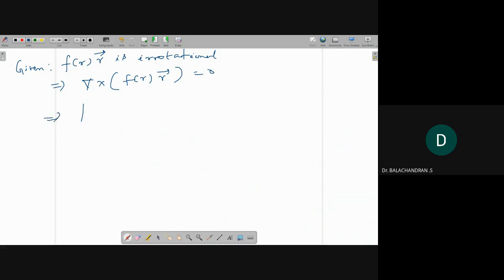So this implies I vector, j vector, k vector, dou by dou x, dou by dou y, dou by dou z. Okay, the third row. Karthikeyan, can you tell what is the third row? The third row is what? f of r into r vector. Is Karthikeyan here? Yes, sir. Okay.